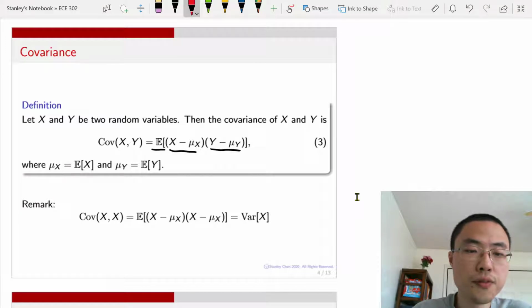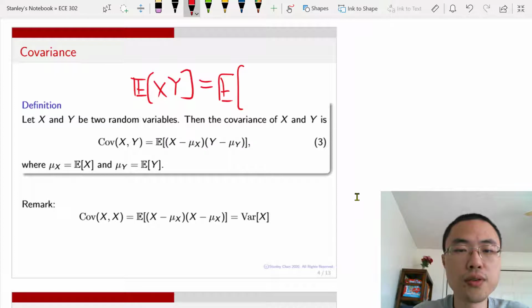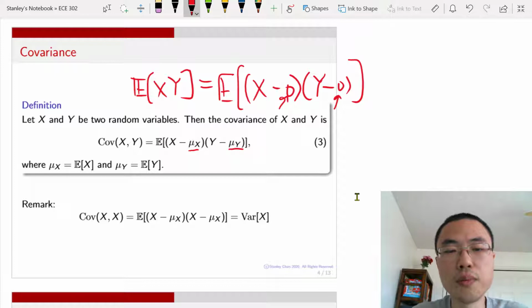So if you look at this equation, you realize that this is really not too complicated compared to the joint expectation of x and y. Because what is the joint expectation of x, y? Well, if you follow this definition here, it would be x minus 0 and then y minus 0. So instead of measuring against mu x and mu y, just put a 0 there, and that would be my joint expectation of x and y. So this covariance is really a slightly more general version than the joint expectation.